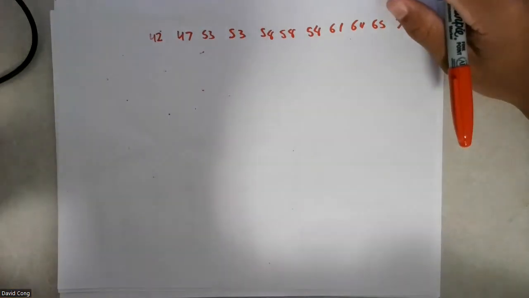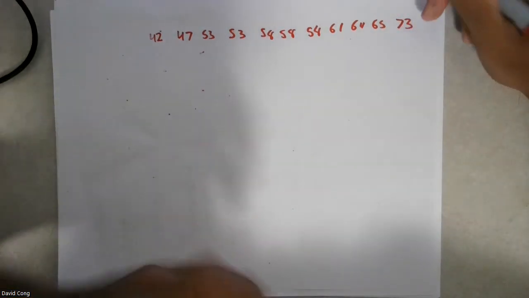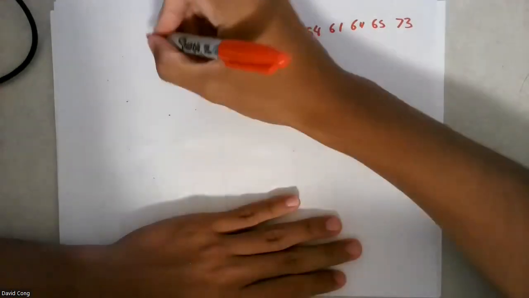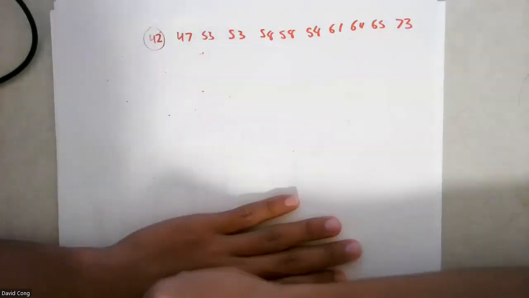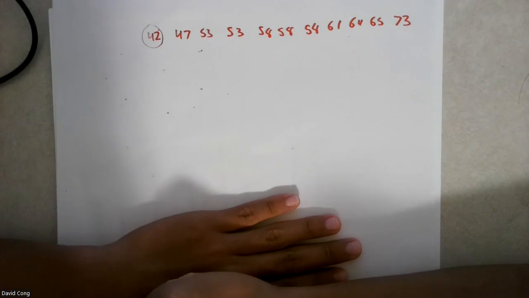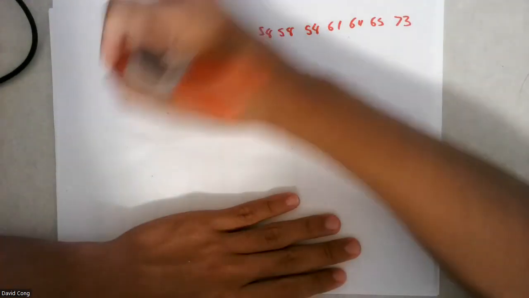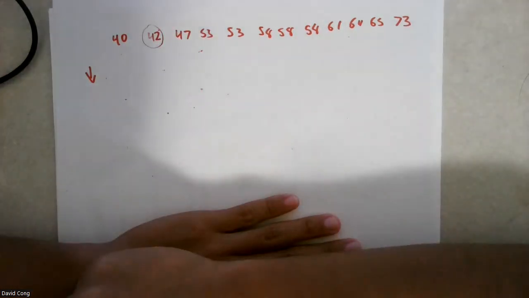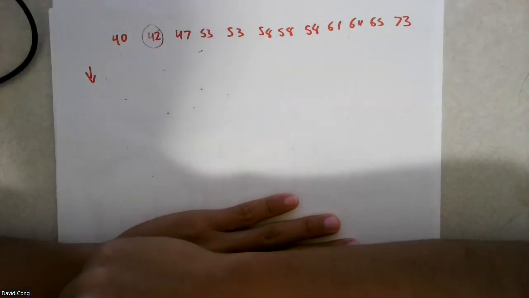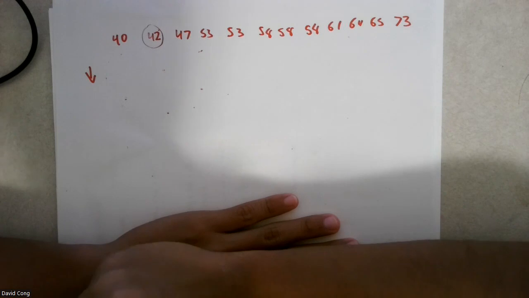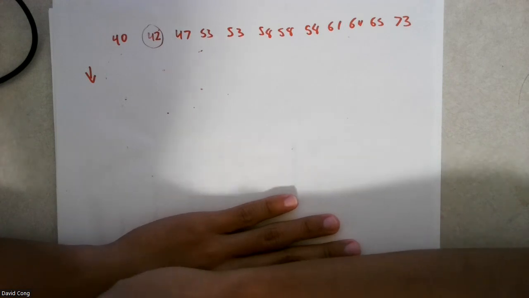Just think about it. So 40, we know that the average is greater than 42 because that's the lowest number in the set, and the average is always greater than the lowest number. So if we bring in a number lower than the average, it's going to bring the average down. So we know that the mean will not increase. In fact, the mean will decrease.